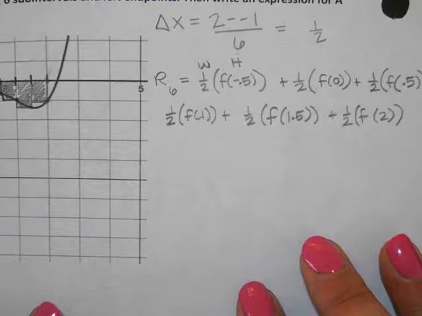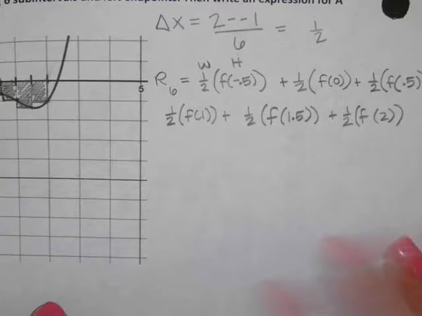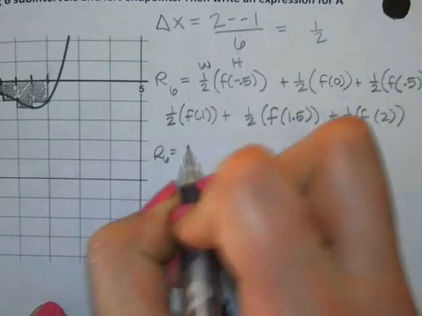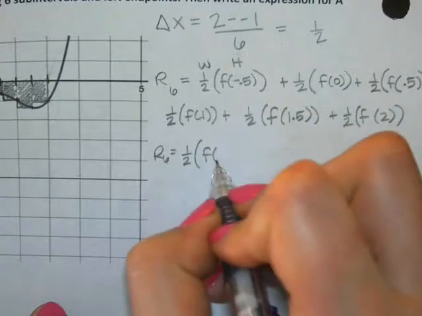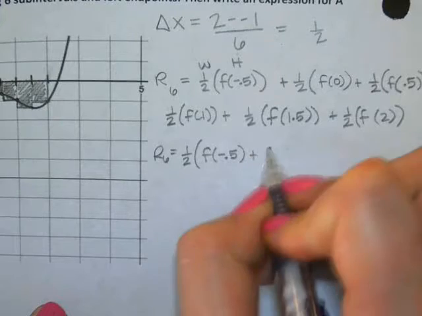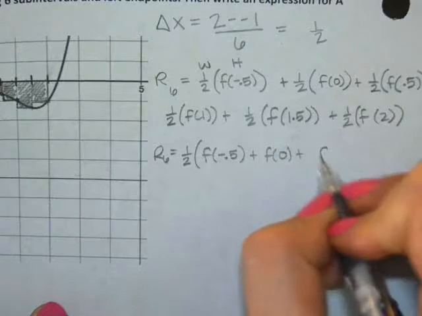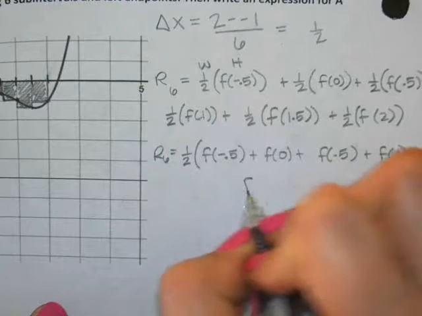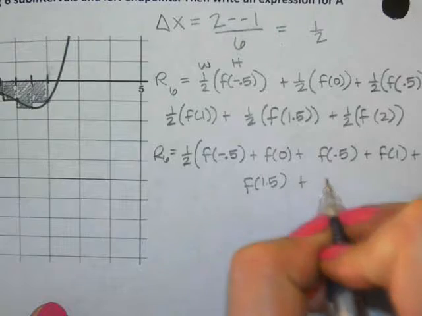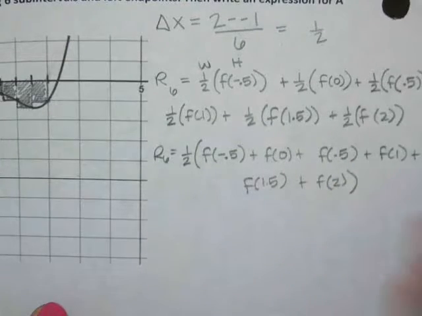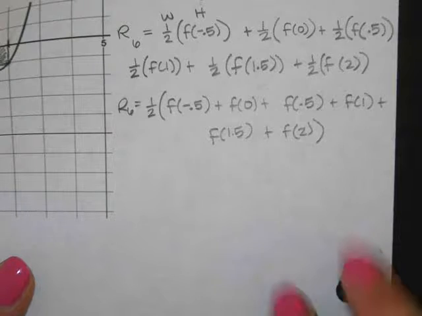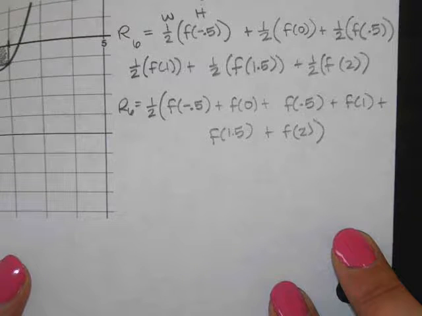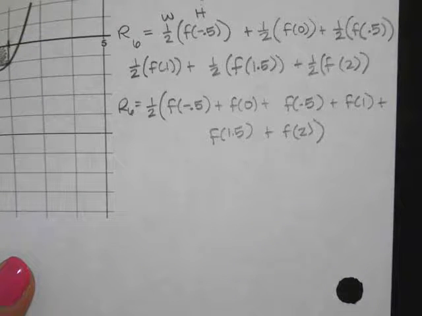So how do we shorthand this? 1/2 times all the f's. Yeah. So f of negative 0.5 plus f of 0 plus f of 0.5 plus f of 1 plus f of 1.5 plus f of 2. Is anyone else concerned about having to plug it into that function? How obnoxious that's going to be? I'm going to show you a calculator trick. Are you ready? Okay, so go ahead and finish writing that out, and then I'll show you the calculator trick.